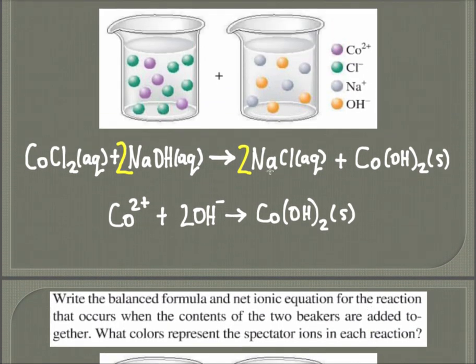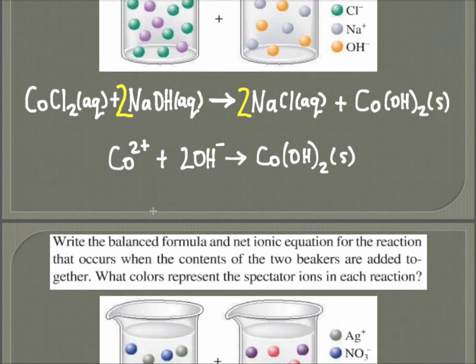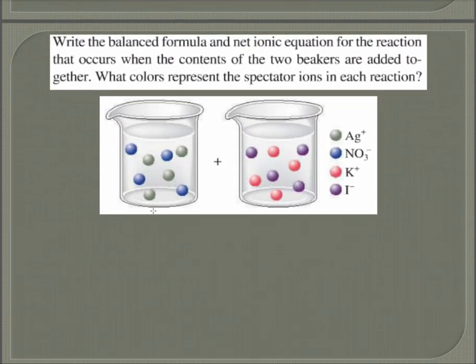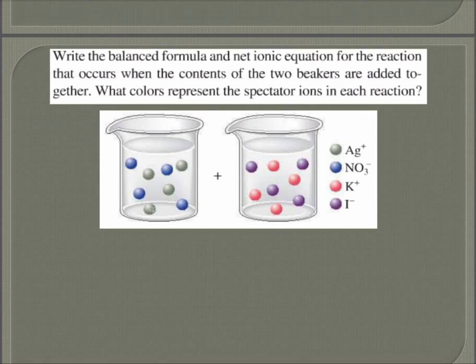Spectators are, you know what the spectators are, sodium ion and chloride ion, because they're aqueous here and they're aqueous over here. I didn't write the total ionics so that would be easy to see, but do it yourself if you'd like. Balanced formula, net ionic equation for the reaction.